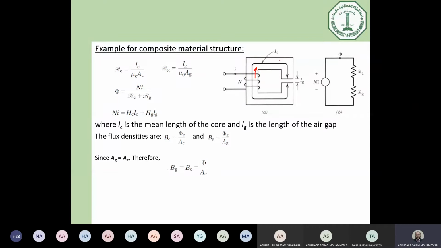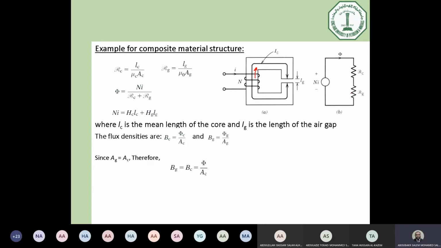So if we would like to convert this to a simple circuit like an electric circuit, we can say we have a source here of Ni. This Ni can be represented by a source here. And we have a flux moving here in this core, so this is the flux. And according to the material or the media we have here, we have two different media. We have the core itself, which has a reluctance, so we have a reluctance for the core. And we have free space, so we have another reluctance for the air gap.